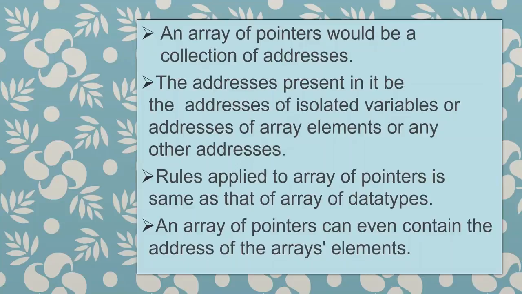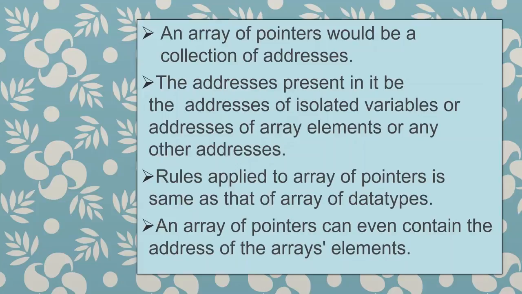Rules apply to an array of pointers the same as those of an array of data types. We know the 4 data types: integer, float, character, double. The rules applied for using an array over there are the same as for using pointers. An array of pointers can even contain the address of the array's elements. Yeah, same thing.